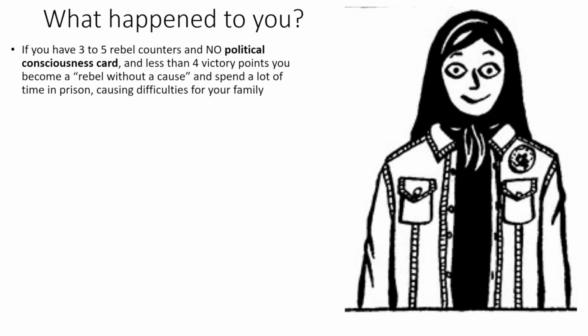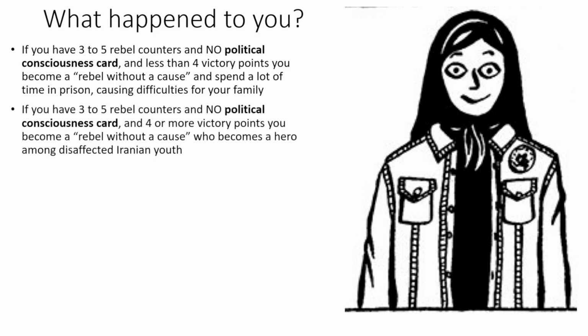If you have 3 to 5 rebel counters and no political consciousness card and less than 4 victory points, you became a rebel without a cause and spent a lot of time in prison, causing difficulties for your family. If you have 3 to 5 rebel counters and no political consciousness card and 4 or more victory points, you become a rebel without a cause who becomes a hero among disaffected Iranian youth. Basically, you become like a rock star.